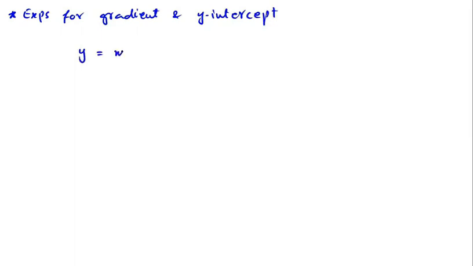Let's start with the method of determining expression for gradient and y-intercept. Students, you must all be familiar with this form of linear equation, y equals mx plus c. This form of linear equation is called gradient y-intercept form. We actually use this form of linear equation to determine expressions for gradient and y-intercept in part A of the graph question. Let me explain the structure of this equation to you first.